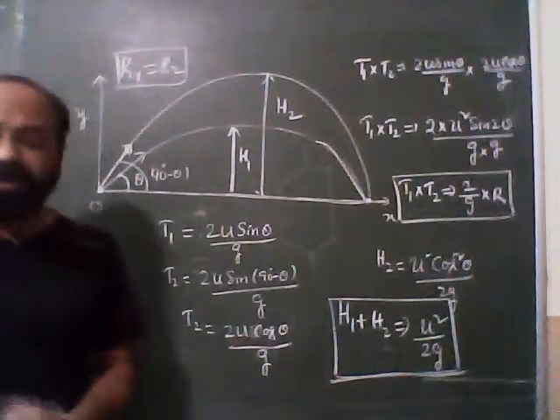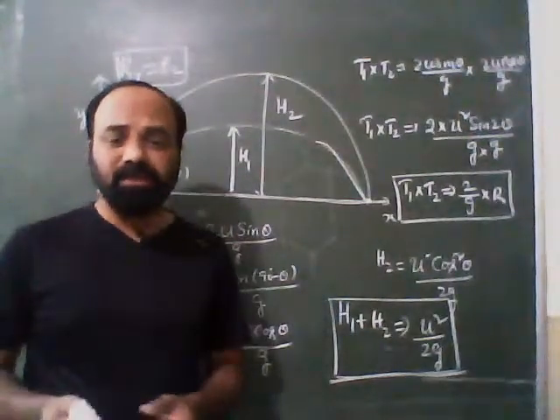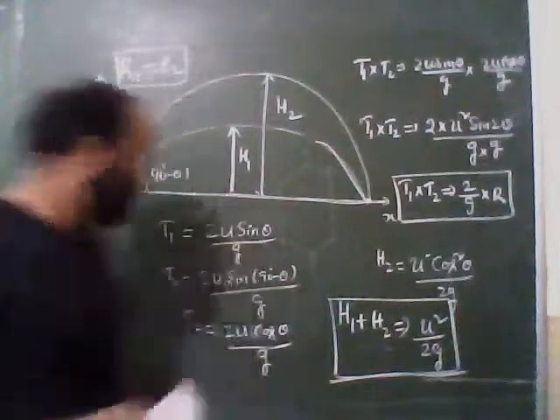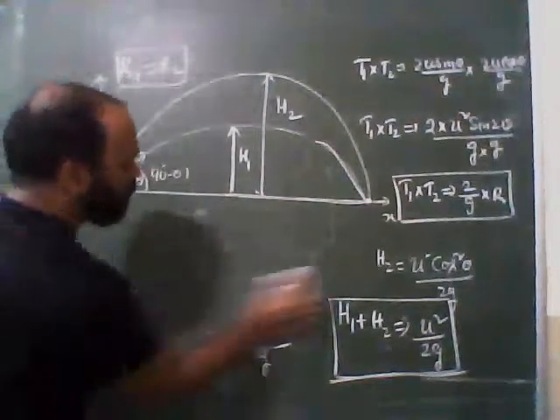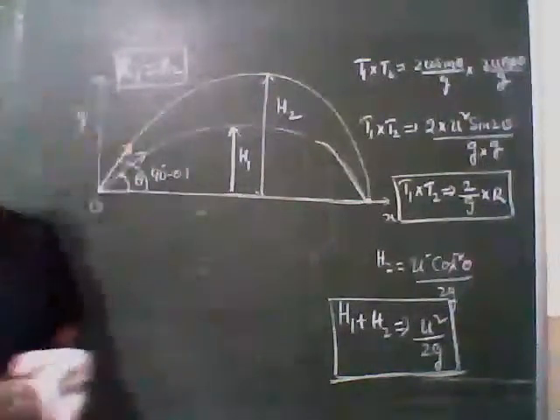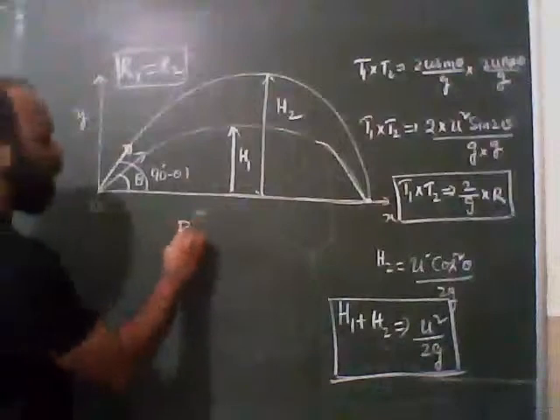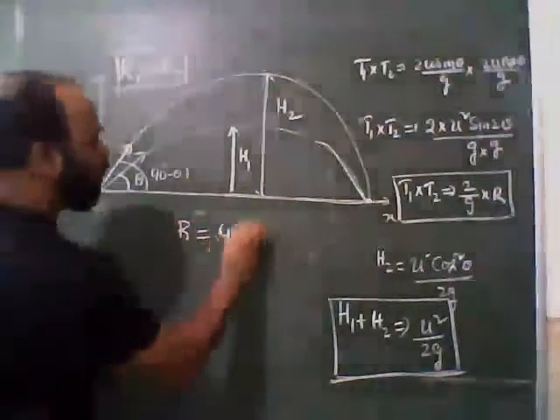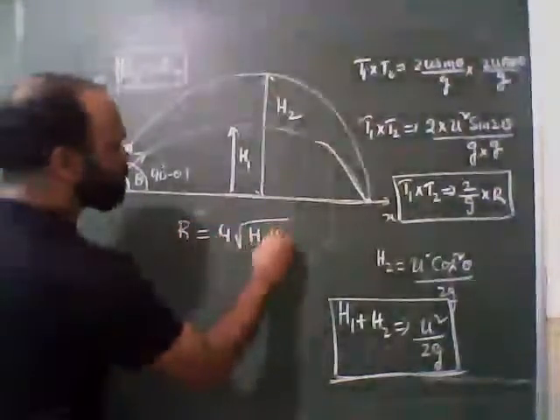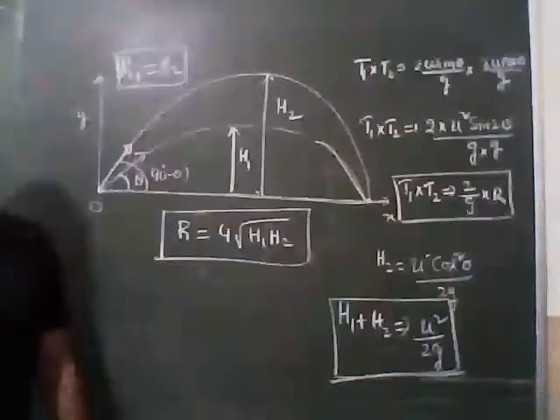If they ask what is the relation between range and height, write that down also. Sometimes they will give h1 and h2 and ask for the range. So this is the formula we can write: range R equals 4 times the product of heights, R equals 4 into root h1 h2.